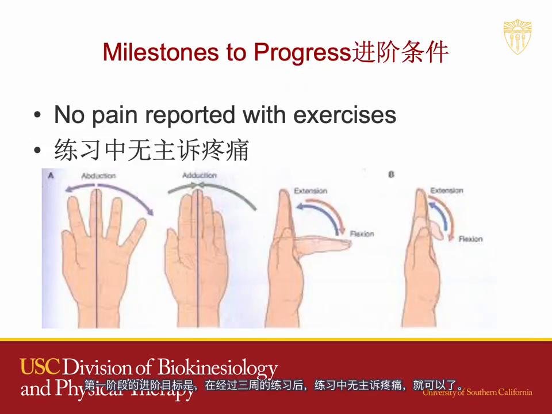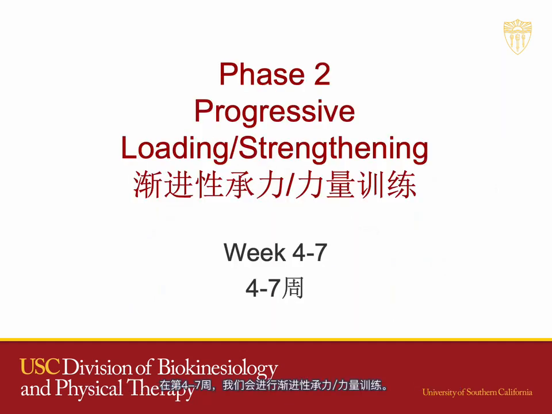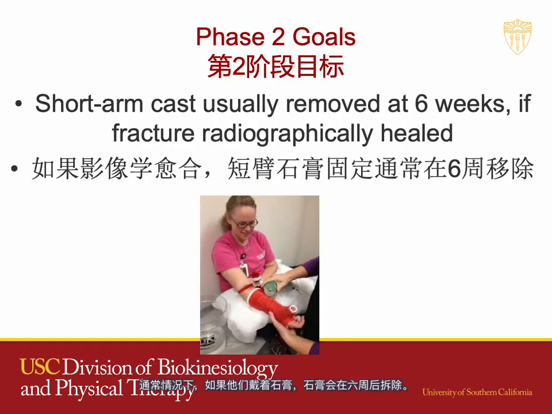So our goal to get out of the first phase, those first 3 weeks, is no pain with exercises. That's it. We move into the progressive loading strengthening phase, which starts at about week 4 to 7. Usually the cast, if they're wearing a cast, is removed at 6 weeks. So they're going to be somehow immobilized for the first 4 to 6 weeks. Again, this is really dependent on the doctor. It's dependent on how frequently they get an x-ray. So hopefully by 6 weeks, they're out of that cast and we can start moving.